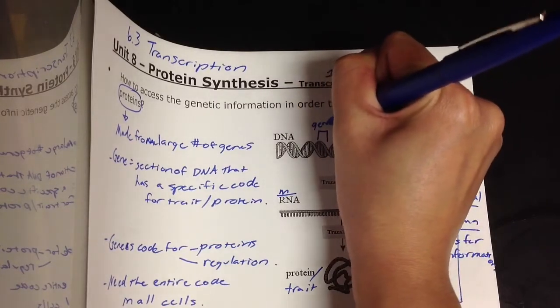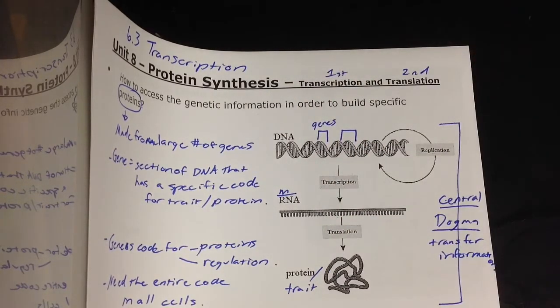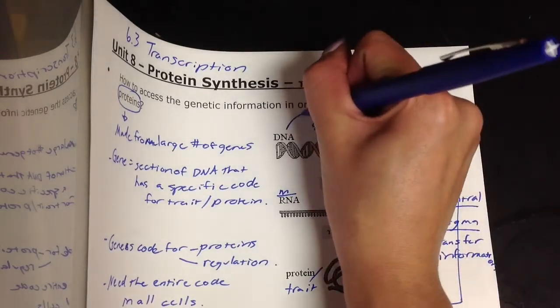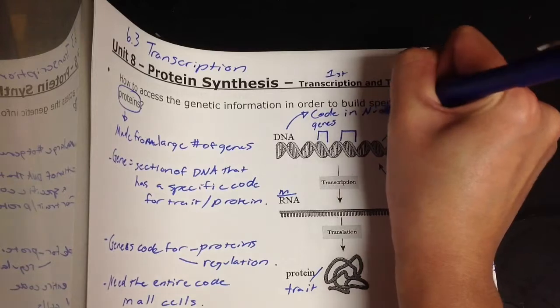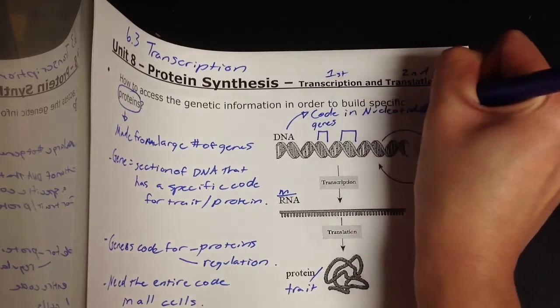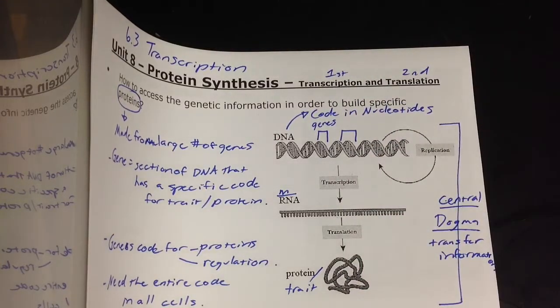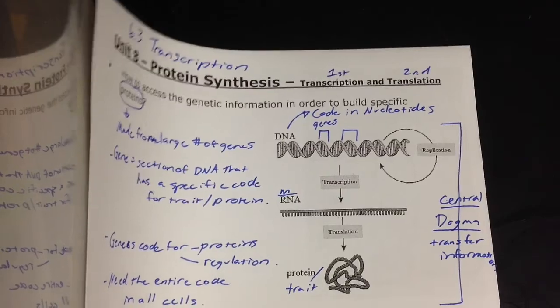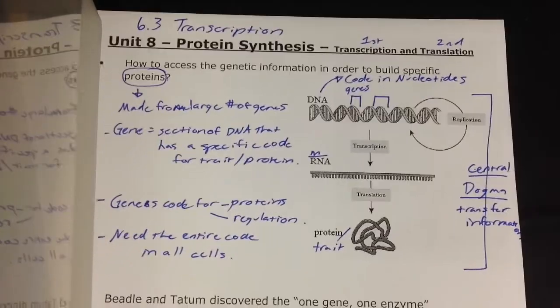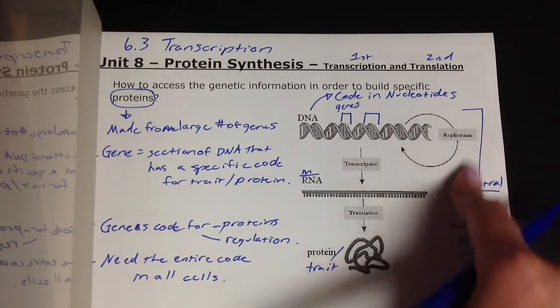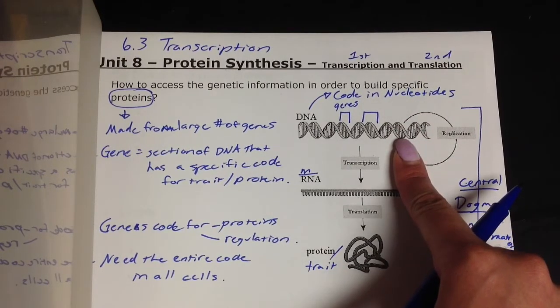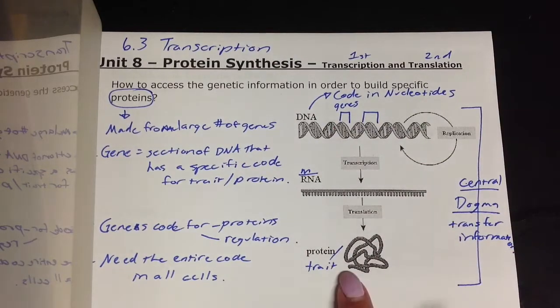When you're looking at a whole molecule of DNA, you should be able to recognize that different sections of the DNA represent different genes. And so the initial code is in the nucleotides. So the code for proteins are in the nucleotides of the DNA. And notice here that they also included replication, taking information from DNA to make more DNA. And eventually we can use that to make proteins or traits at the end.